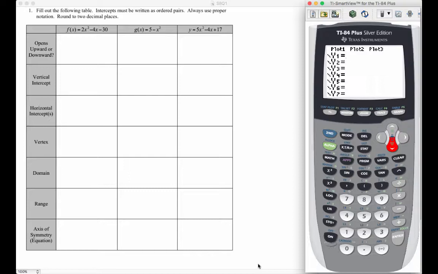In Problem 1, they ask us to fill out the following table. Intercepts must be written as ordered pairs. Always use proper notation. Round to 2 decimal places where necessary. Okay, we're going to need our calculator for a few of these problems, but the first few ones we will not. So make sure you've got that out, but let's go ahead and get after the first couple here.